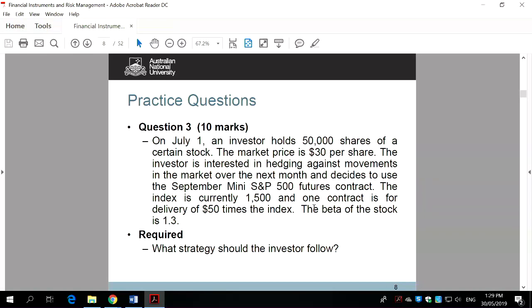And we're also told the beta of this individual stock is 1.3. So basically, having a beta of 1.3 means that your stock is more sensitive than the aggregate market, right? So if the market increases by 1%, your stock increases by 1.3%. So it's more sensitive to the market. In other words, we need more contracts to hedge our exposure.